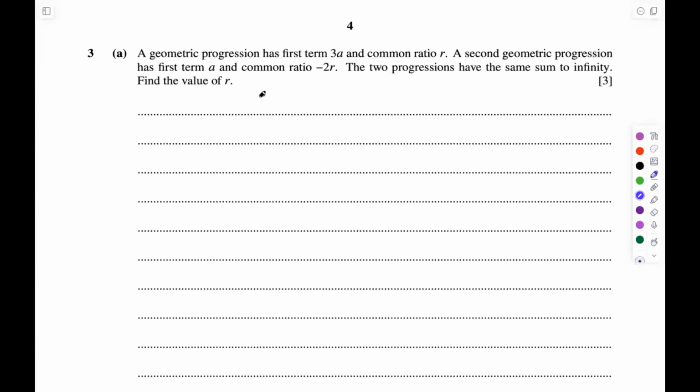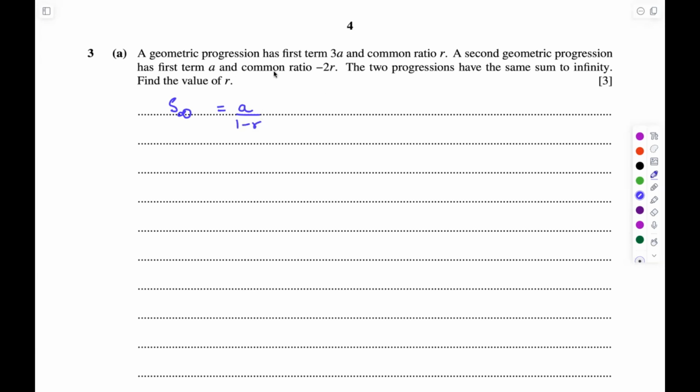In question 3, a geometric progression has first term 3a and common ratio r. A second geometric progression has first term a and common ratio minus 2r. The two progressions have the same sum to infinity. We have to find the value of r. Now we know that the formula for sum to infinity is given by a upon 1 minus r.